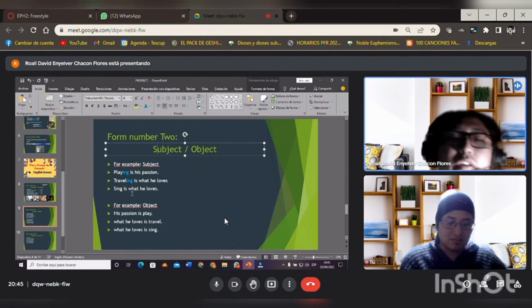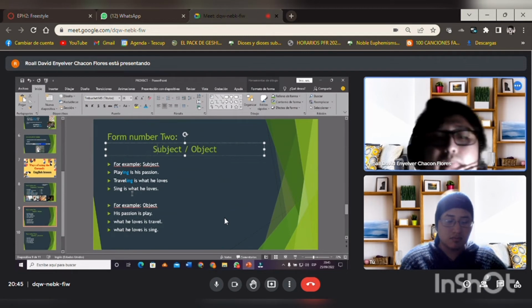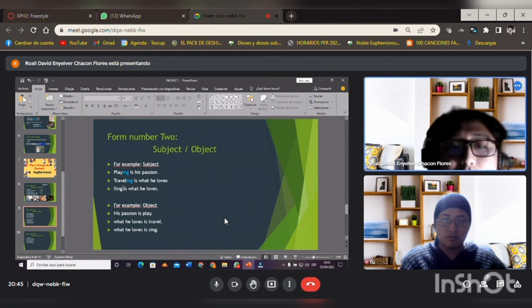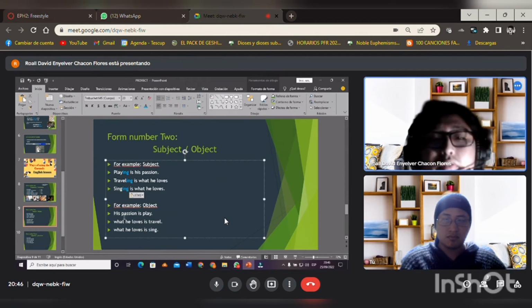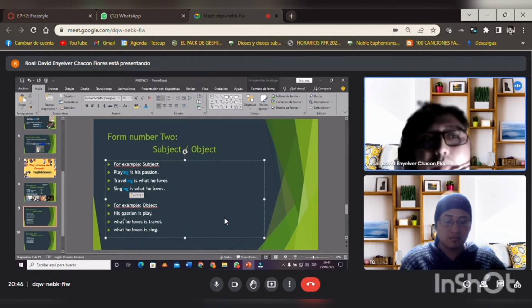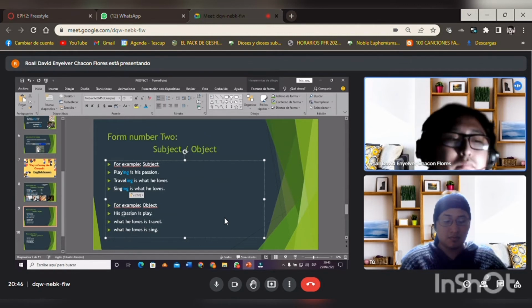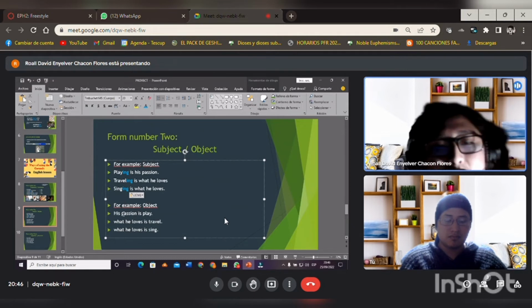The sentence is: he loves traveling. For example, the final subject: sing is what he loves. Add ing, the gerund: singing is what he loves. For example, from number two is the object. The order of the sentences, for example, sentence number one.